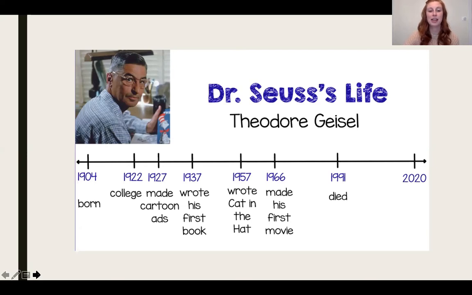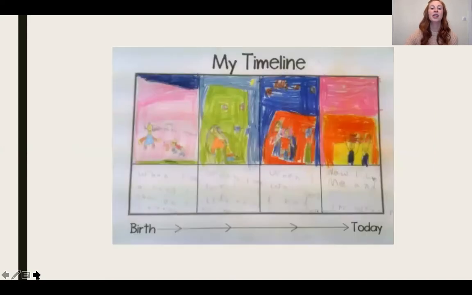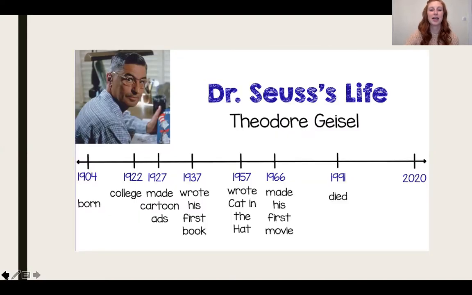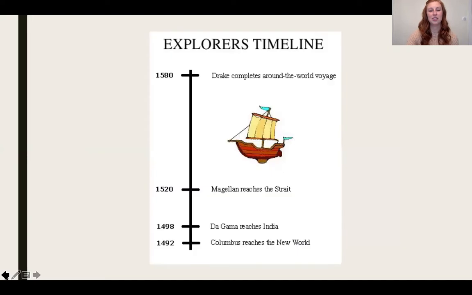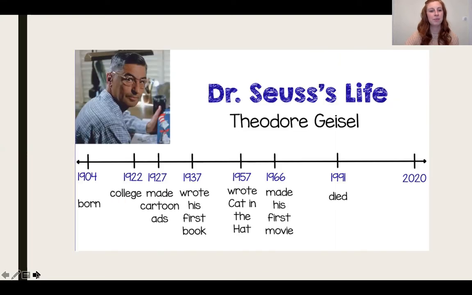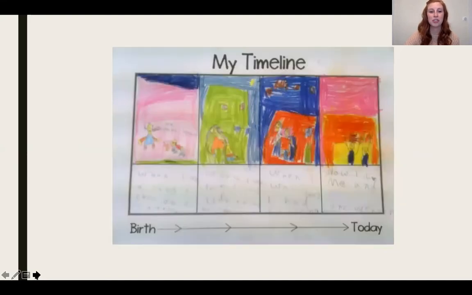So this timeline shows us the important events from Dr. Seuss's life. Let's go back to look at these two timelines. So the first one with the explorer, there are words that tell us what is happening in each year. Dr. Seuss's timeline has words that happened in each year, but we could also add pictures to our timeline.